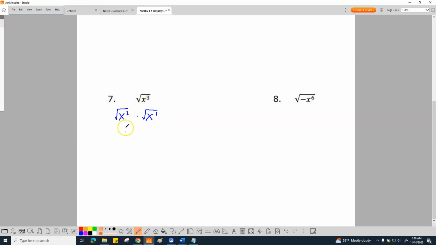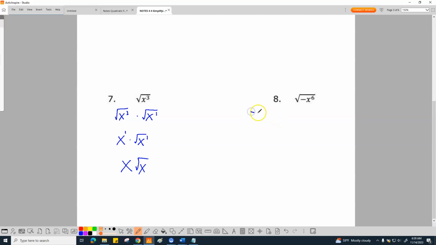Even rules: divide by 2, drop the house. Divide by 2, drop the house. So 2 divided by 2 is 1. And then I am left with the square root of x to the 1, which does not simplify at all. And then to make it pretty, I want to get rid of all those extra 1s that we don't need to look at. And there we have it. Number 8.